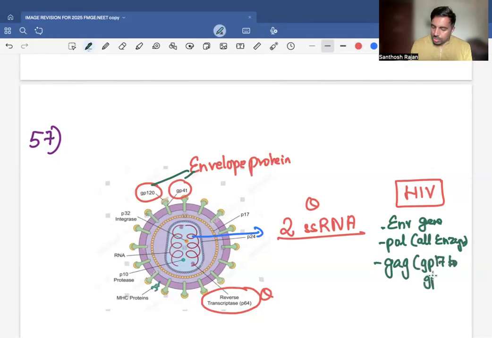So groups 17 and 24 markers. Okay, this is important, you'll read this, please. I'm not going to tell everything, then we will take so much time. We are sticking only to the picture. So when they give a virus with two single-stranded RNA, then that is your HIV virus. Remember, they can ask you.